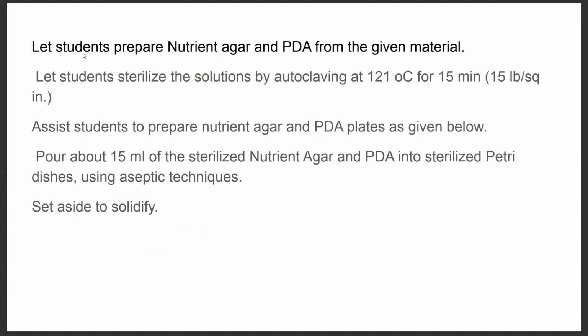First we have to let the students prepare nutrient agar and PDA from the given material. Right? Now we prepared the solution to culture media. Sterilize the solution by autoclaving at 121 degrees Celsius for 15 minutes at 1 atm pressure. We have to sterilize those two solutions. Assist the students to prepare nutrient agar and PDA plates as given below.